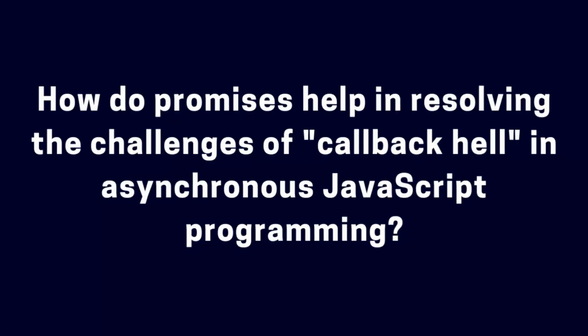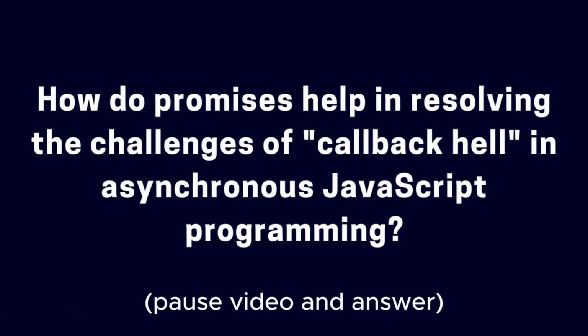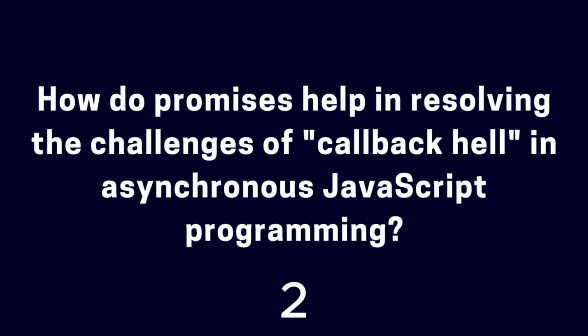How do promises help in resolving the challenges of Callback Hell in asynchronous JavaScript programming? Promises help resolve the challenges of Callback Hell in asynchronous JavaScript programming by allowing you to chain asynchronous operations in a more linear and readable manner. Instead of deeply nesting callbacks, promises use .then and .catch methods to handle success and errors, respectively. This flattens the code structure, making it easier to understand, maintain, and debug. By converting callback-based functions to return promises, developers can write cleaner, more manageable code while avoiding the complexity and pitfalls of nested callbacks.